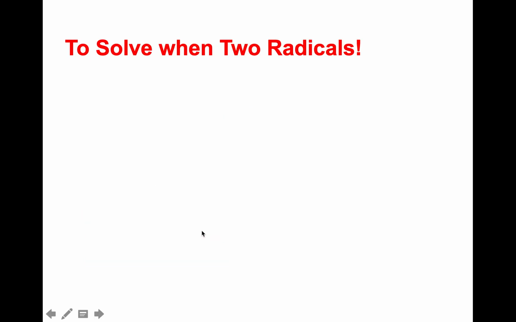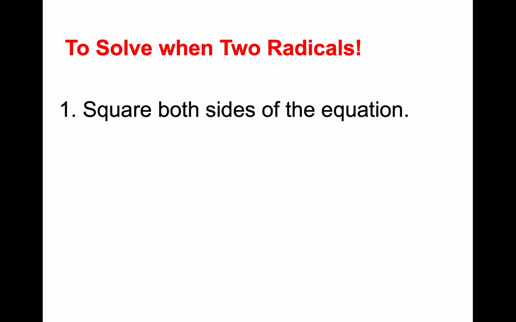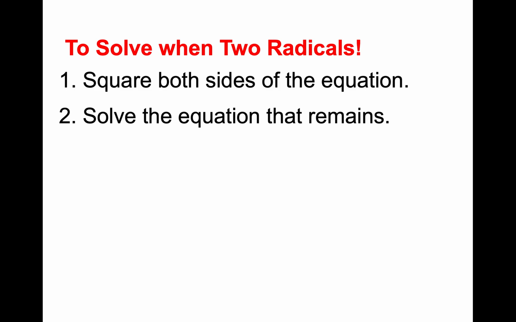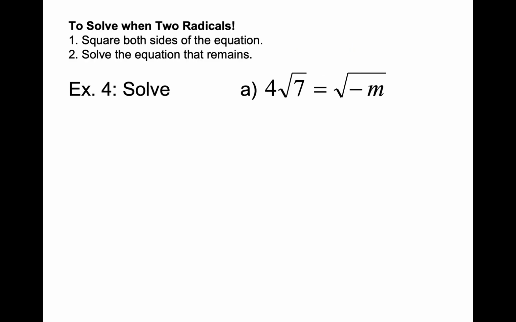Okay, next step, we are now going to solve equations when there are 2 radicals. So not just one, but 2 of them. So our first step is we're going to square both sides of the equation and then solve the equation that remains. So let's see this in action.